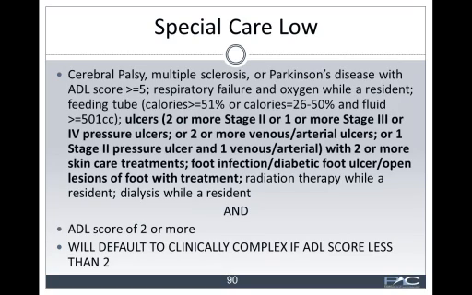So as we go along here, it could also be 1 stage 2 ulcer and 1 venous or arterial ulcer, with 2 or more skin treatments. Again, that's what we were talking about earlier, those areas that qualify in M1200 as skin treatments. And just one more time, the pressure relieving device, the bed and chair, only counts as 1 if you've got them both checked. Okay, the other things in this category are foot infection, diabetic foot ulcers, and open lesions of foot with treatment as far as skin conditions.